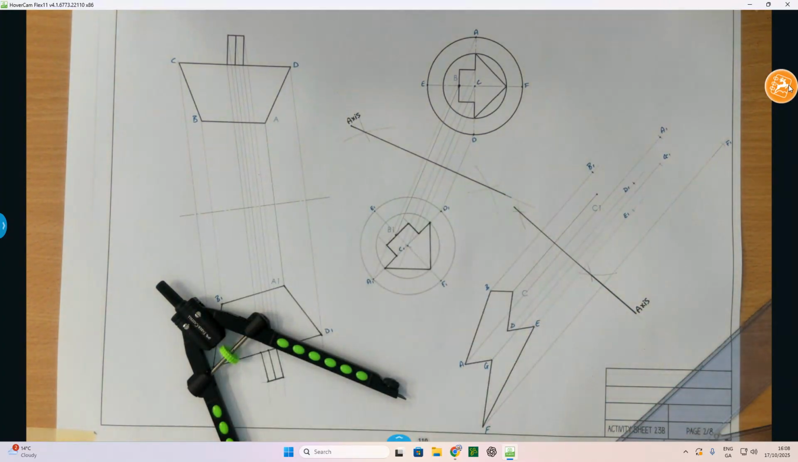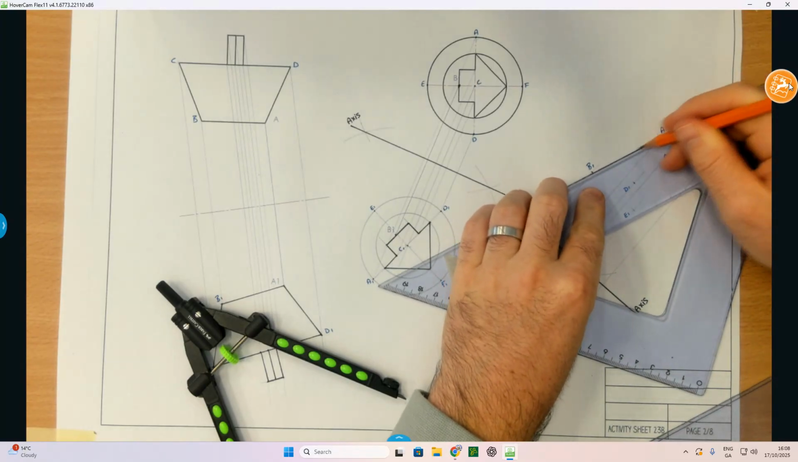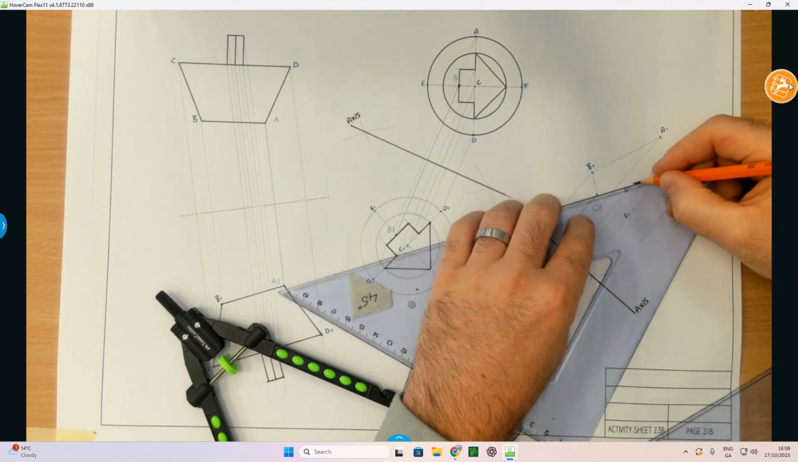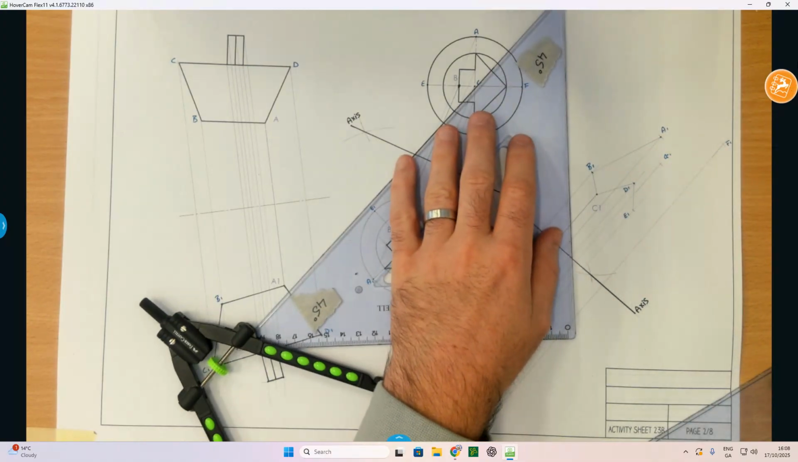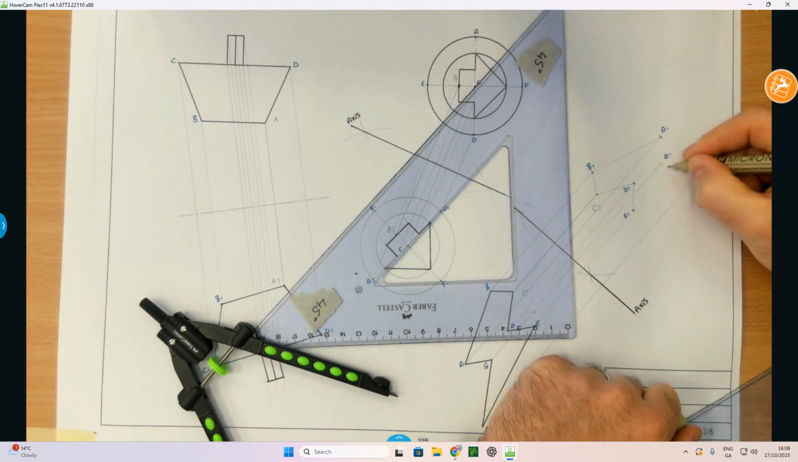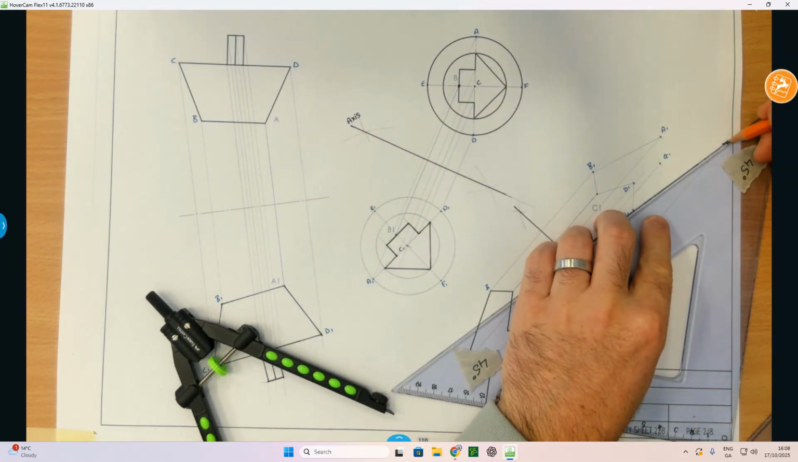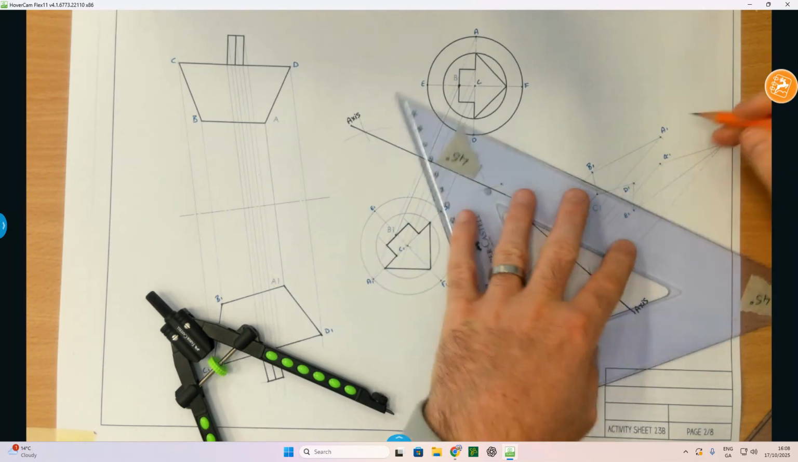So I know now that the object goes from A to B, B to C, C to D, D to E. I should put my points on all of them. E to F, F to G, and G back to A.